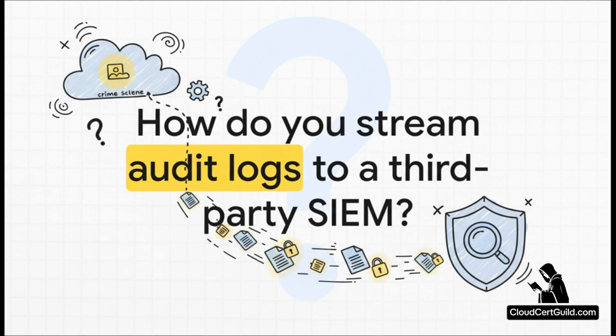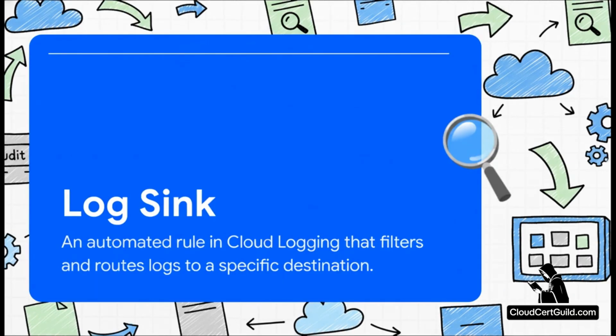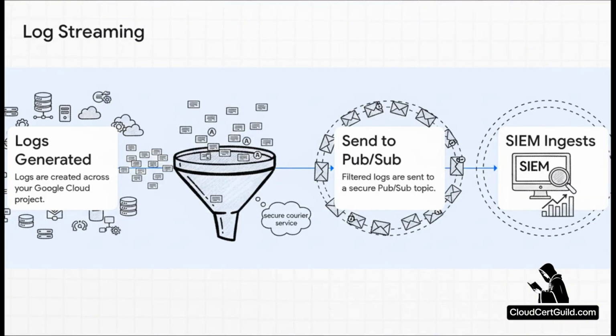So how do we pull that off? The answer, and this is a really fundamental pattern in Google Cloud, is a log sink. Now, don't just think of it as a tool. It's more like your automated evidence handling procedure. You tell it exactly what kind of evidence to look for, in our case audit logs, and exactly where to send it. And here's that classic super secure pattern in action.